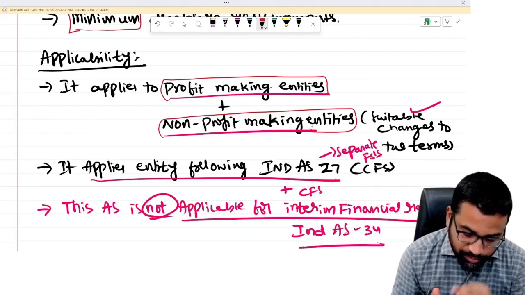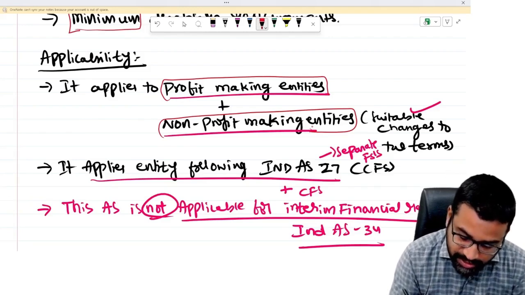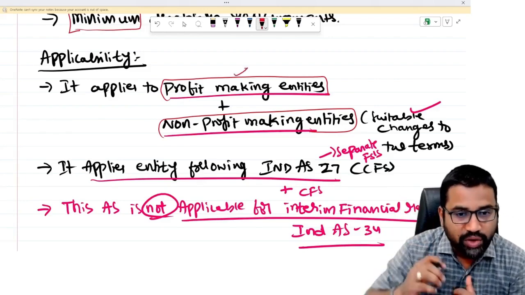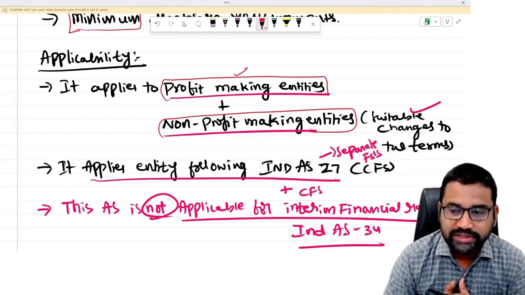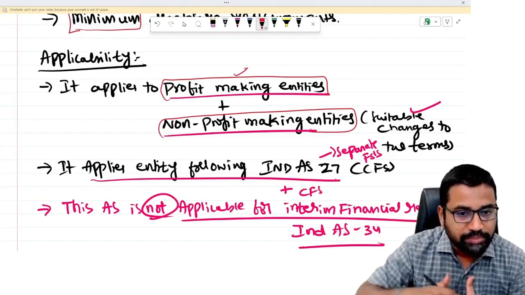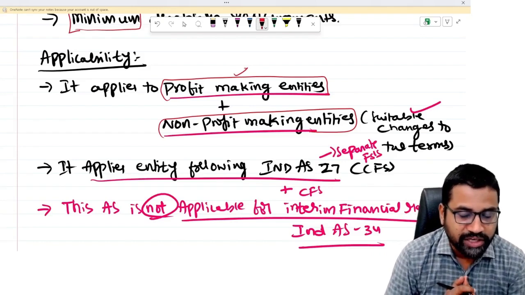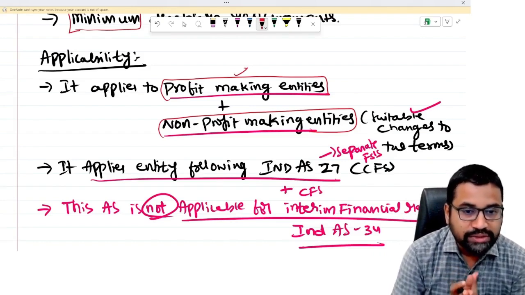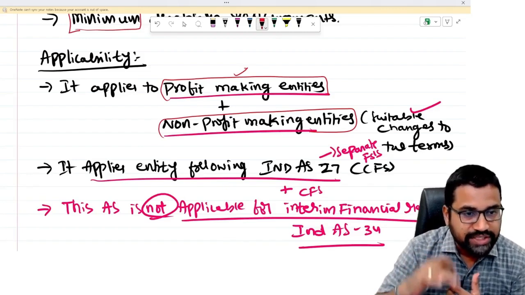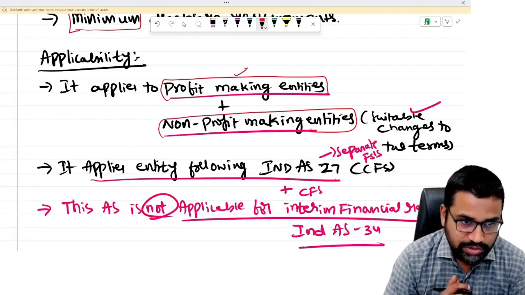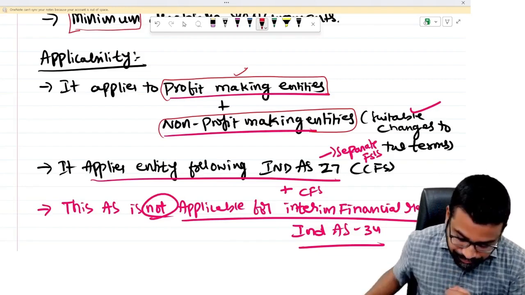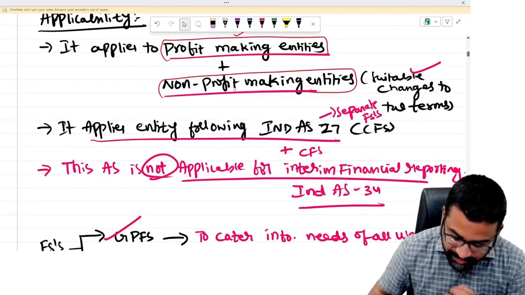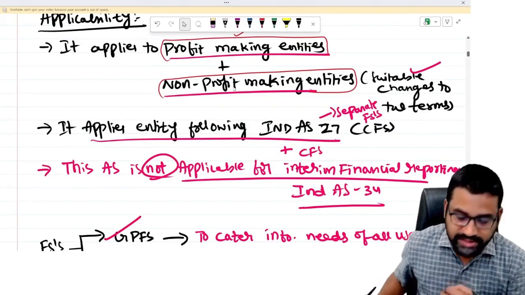Therefore, this standard is prescribed keeping in view profit making entities, I mean the terminology we use for profit making entities. And of course, the principles of Ind AS 1 are applicable equally for non-profit making entities also. Next, it applies to entities following Ind AS 27, that is, consolidated financial statements.